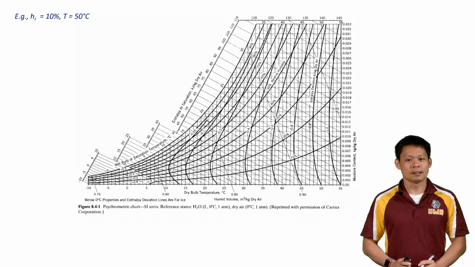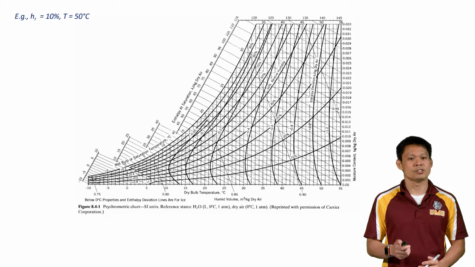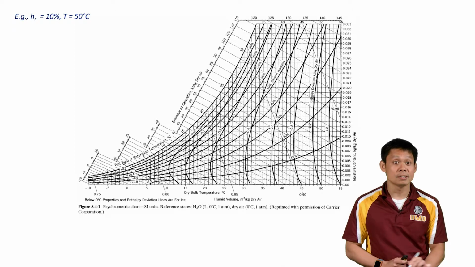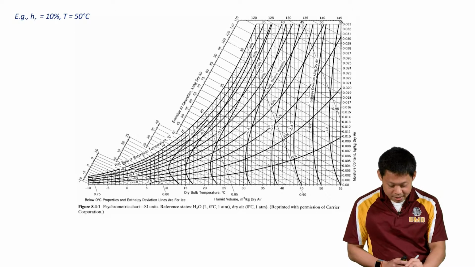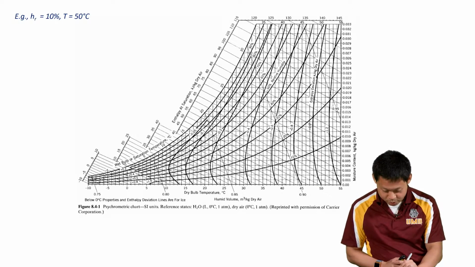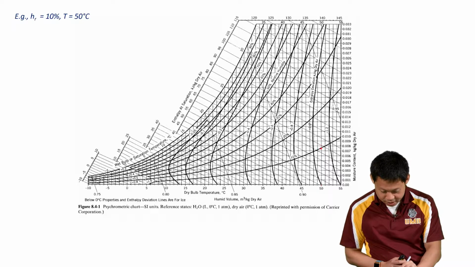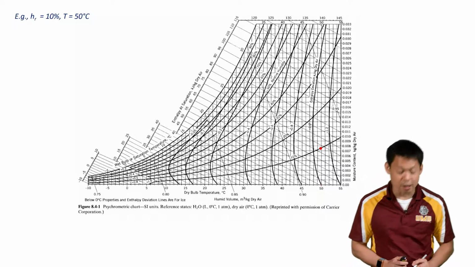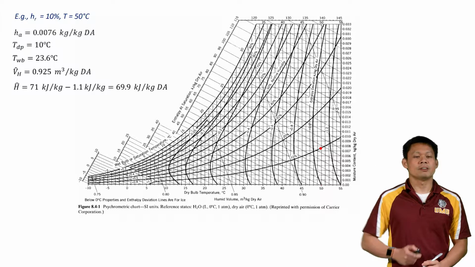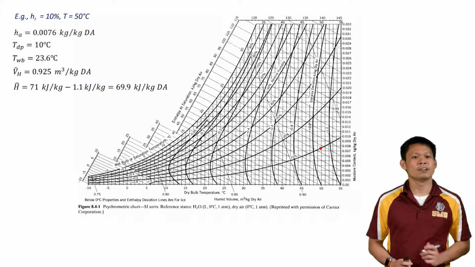Hopefully you gave this a shot and figured out the other 5 intensive variables. So let's go through and check this. We are at a relative humidity of 10% and a temperature of 50, so we are right here in terms of our point. So let's read off the remaining 5. I've been giving you the values right here.